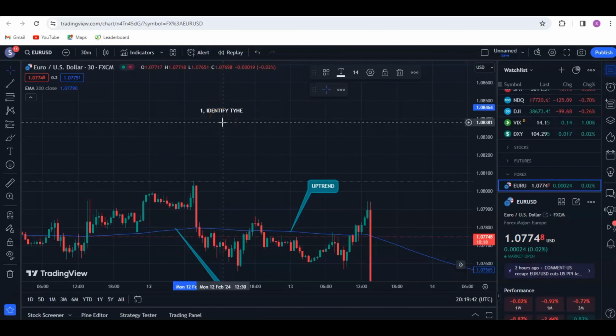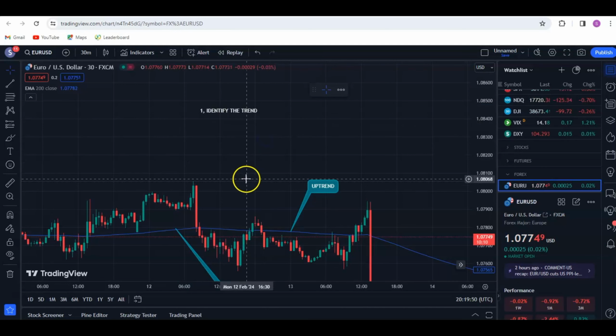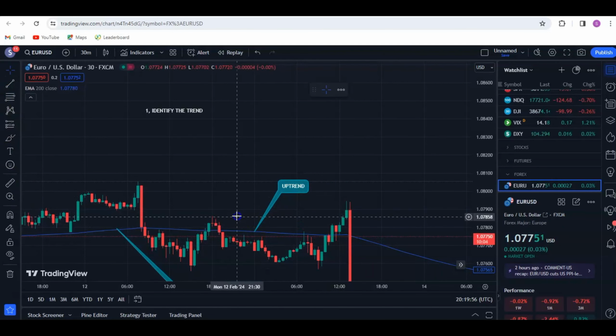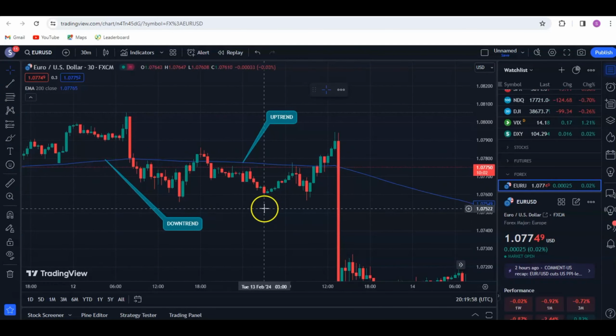Identify the trend. Okay, this is the first thing. So we've done that, we've identified our trend. So this is the uptrend, as we said, and this is the downtrend when it is below.